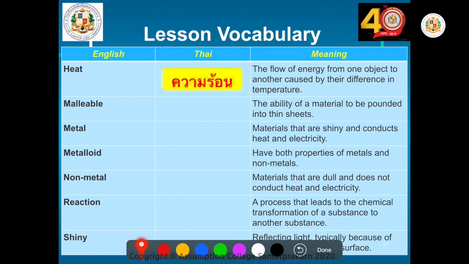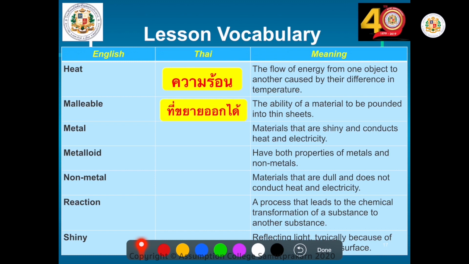Okay. Now next we have malleable. When we say malleable, it's the ability of a material to be pounded into thin sheets. So you can hammer something or press something to make them very thin. Okay, for example, copper, you can make it into a coin, a thin coin. Aluminum, you can make it into aluminum foils. That means malleable is the ability to become thin.